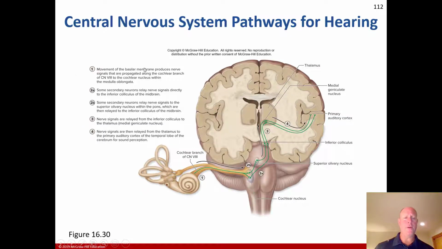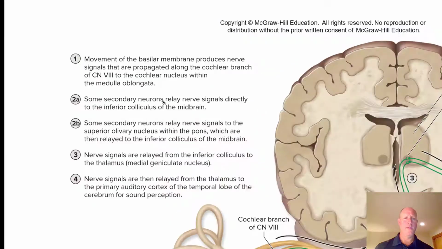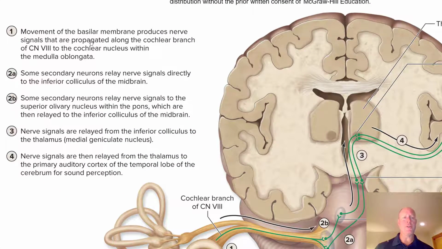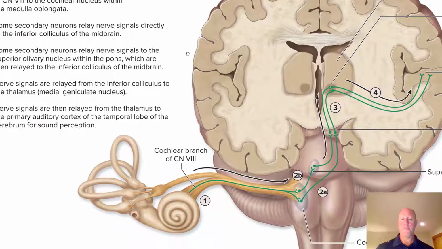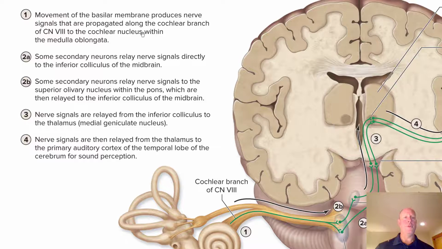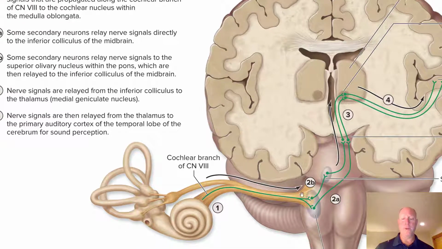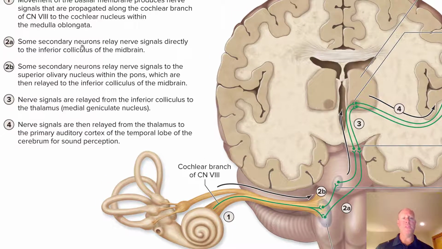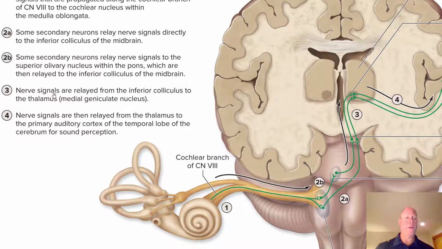And then for the nerve pathways for hearing, we get the movement of the basilar membrane, which produces the nerve signals that are propagated, starting here, the cochlear branch, CN8, to the cochlear nucleus within the medulla oblongata. We're up here to step 2. In 2A, some secondary neurons relay nerve signals directly to the inferior colliculus in the midbrain, going upward here. And some secondary neurons at 2B relay nerve signals to the superior olivary nucleus within the pons, which are then relayed to the inferior colliculus in the midbrain. Once again, moving up there.